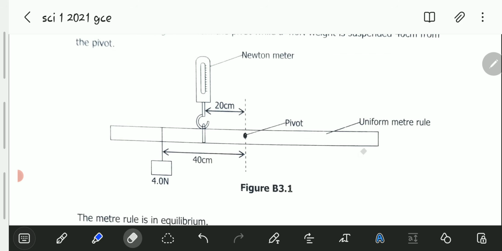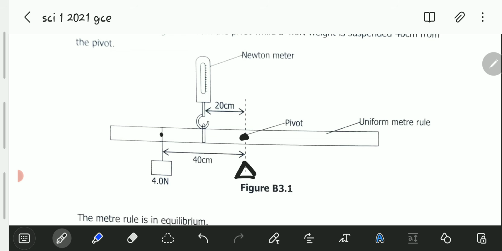So we have our pivot here. The pivot is there. So we can try and illustrate it like that. We've got a Newton meter there, and we've got a 4 Newton weight there.